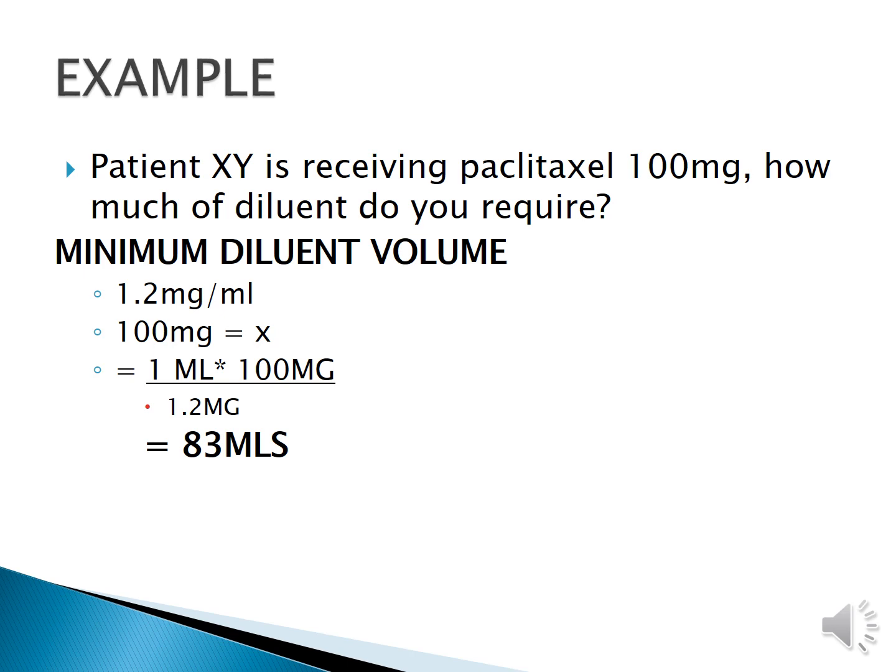Example: a patient XY is receiving paclitaxel 100 milligrams. How much of the diluent do you require? The minimal diluent is 1.2 milligrams per ml. So in 100 milligrams, we should have 83 mLs.